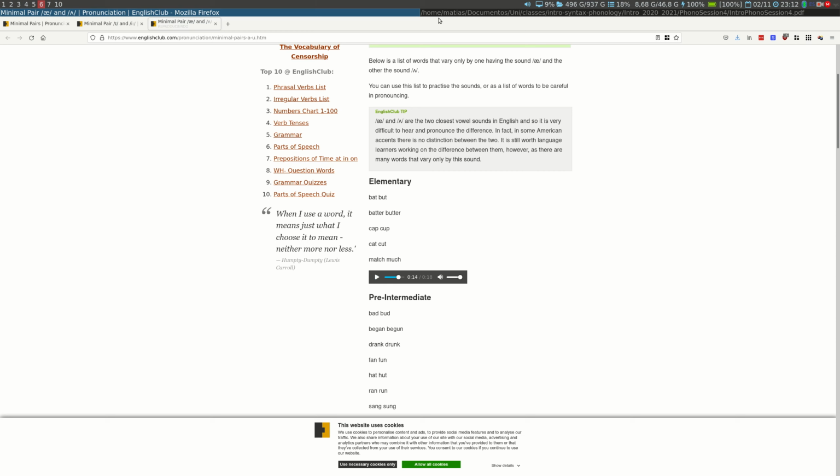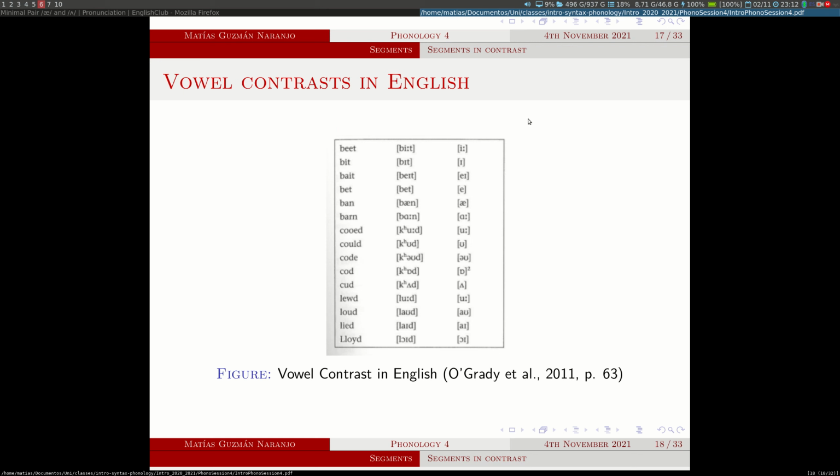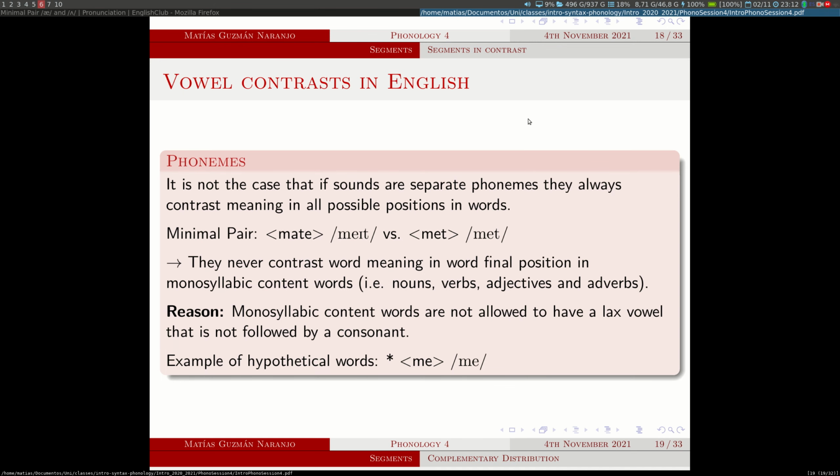So it is useful for you to take a look at this a little bit and try to understand minimal pairs, and also try to figure out minimal pairs on your own. That's very important.